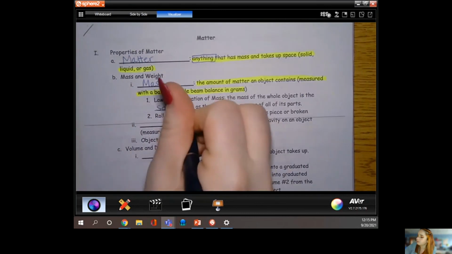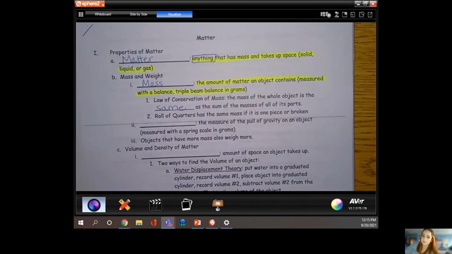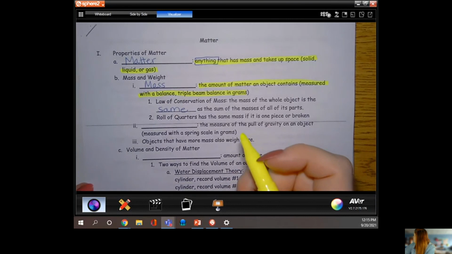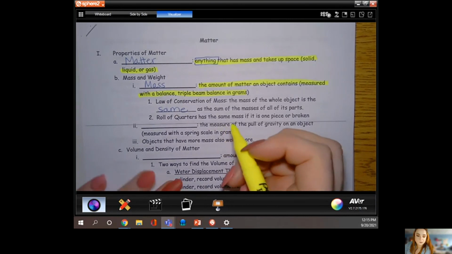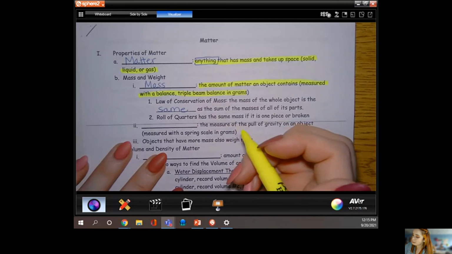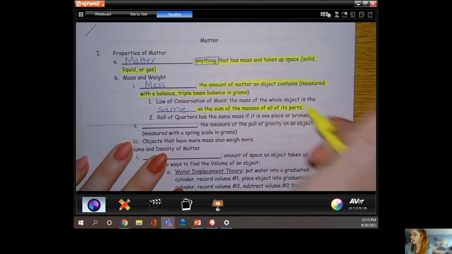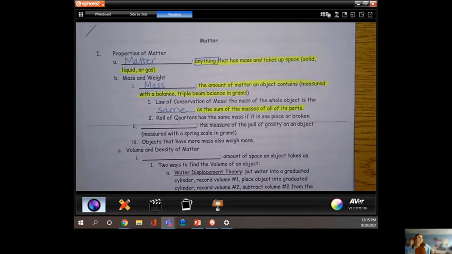What is the sum? What is sum? S-U-M, sum. Like the answer that you get or something. Not something. Alex? When you add something. The answer to an addition problem. Product is the answer to a multiplication problem. Sum is the answer to an addition problem. All right. So a roll of quarters has the same mass if it's in one piece or if you break it apart. Yes?